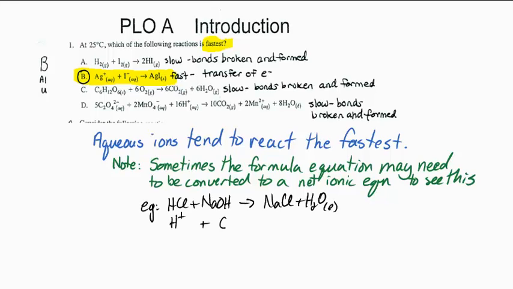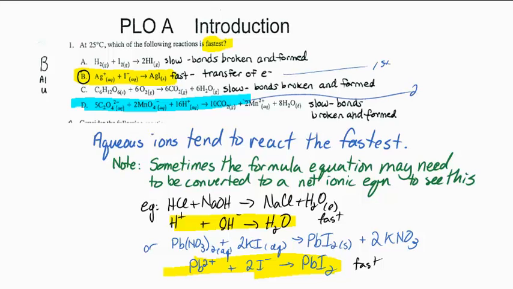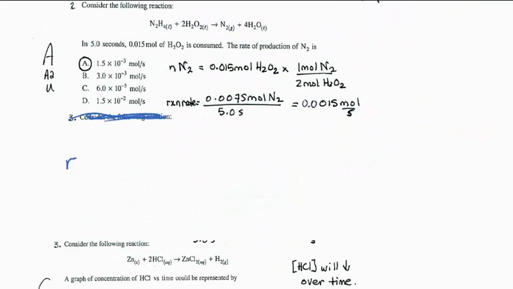Hydrochloric acid and sodium hydroxide, the net ionic equation is aqueous ions. Same with precipitation involving lead nitrate and potassium iodide. So you need to look at that formula equation and then maybe take it apart. A is two gases, and the fact is that is pretty fast. C is solids, and it's slow, generally speaking.